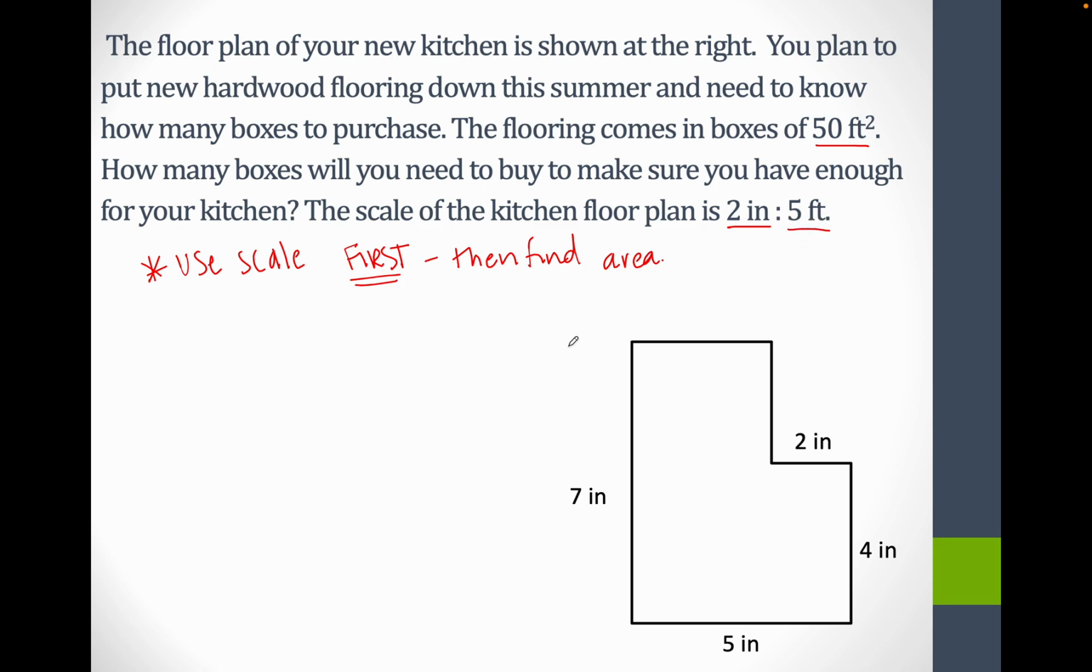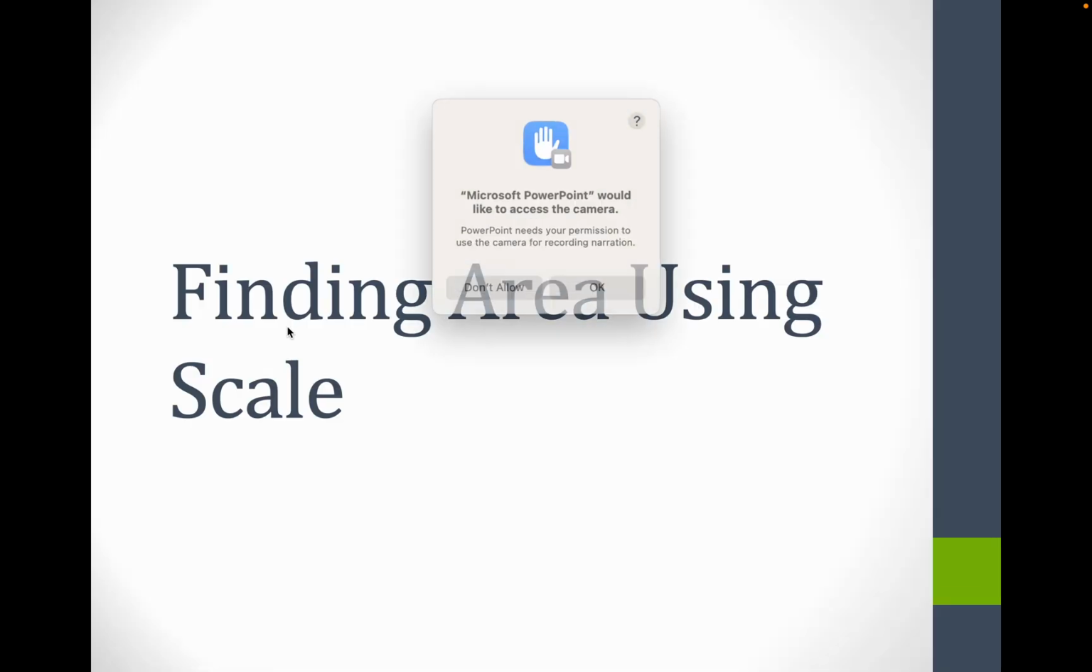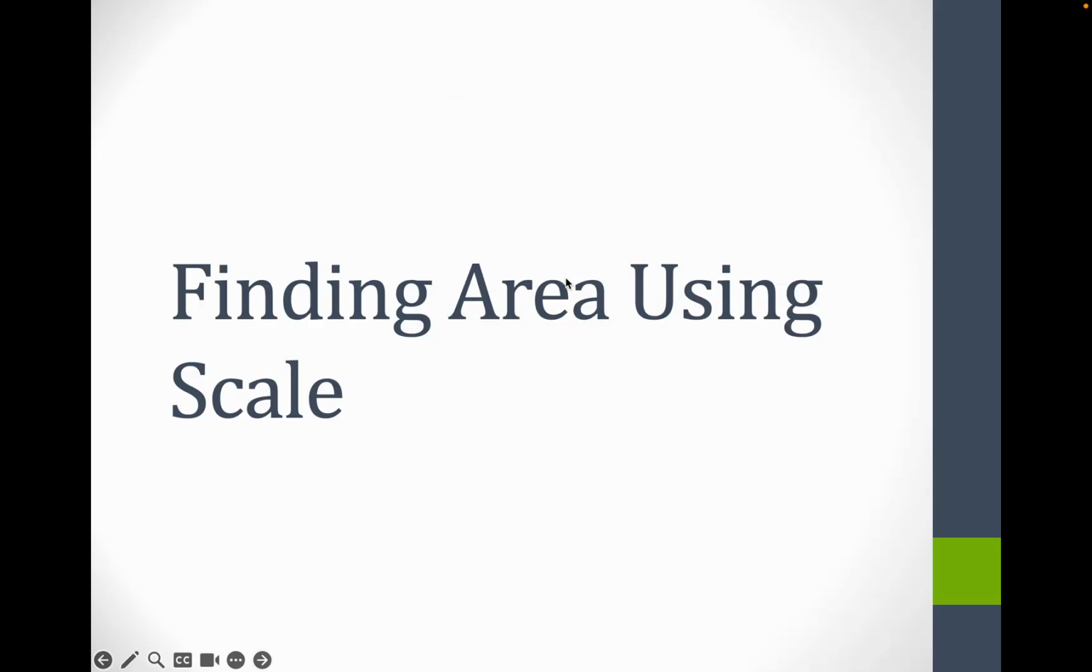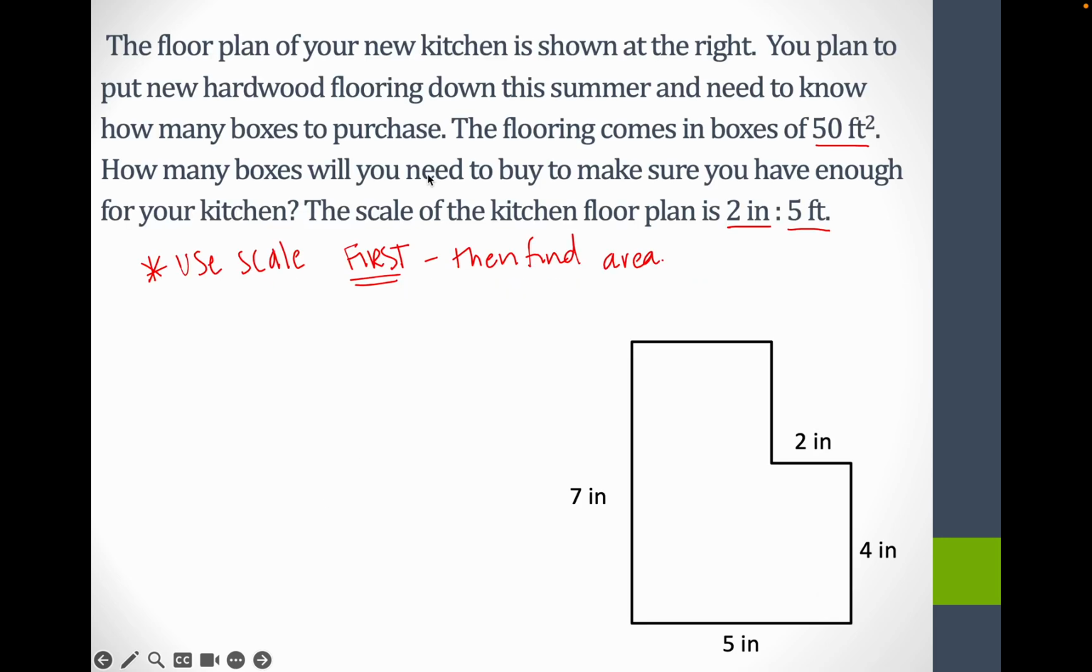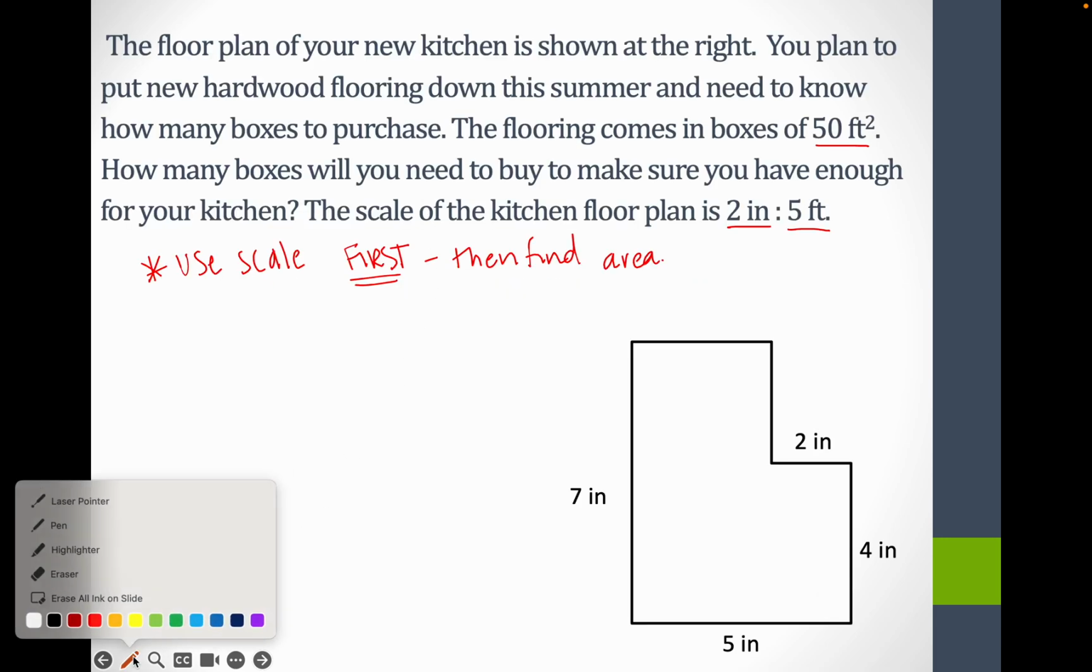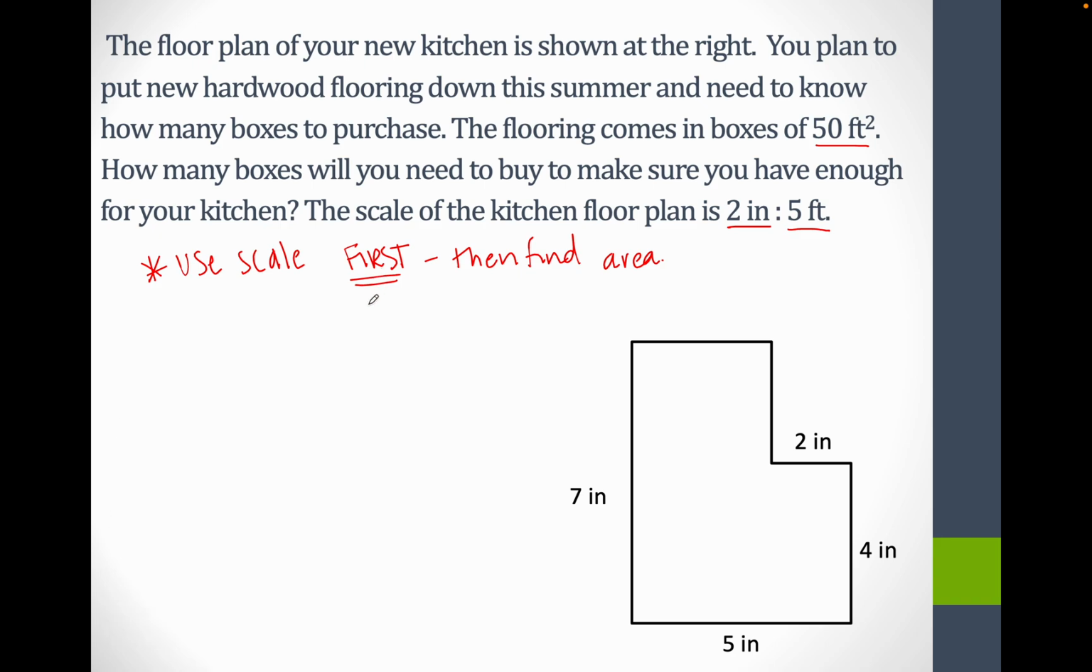So if we remember back from when we did this in chapter 5, when we find the scale, we want to first figure out that if 2 inches is 5 feet, 1 inch would be how many feet? In this case, it would be half of 5, which is 2.5.